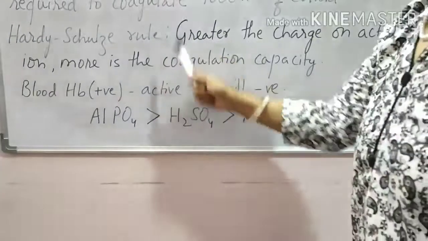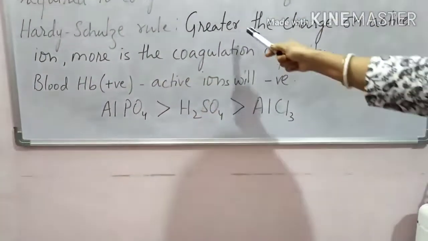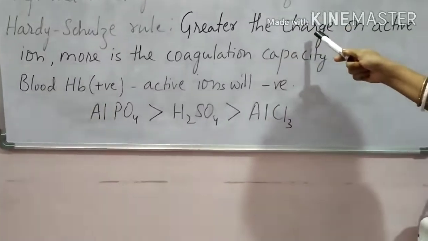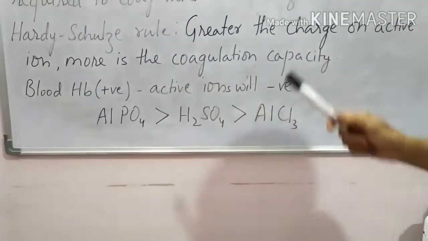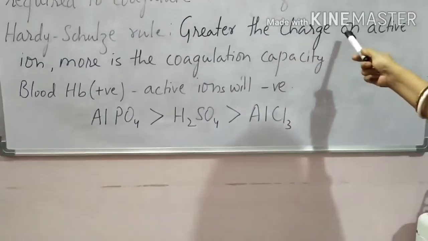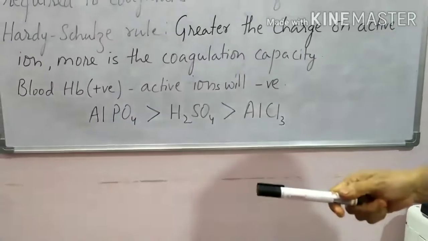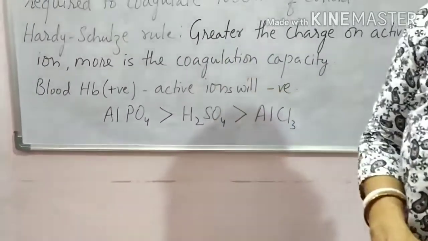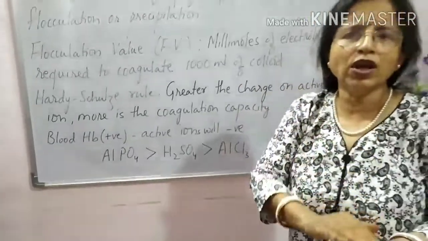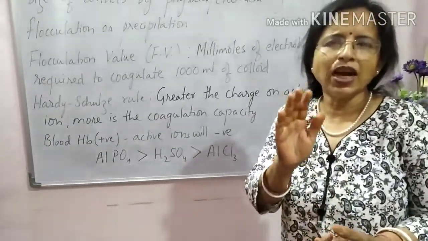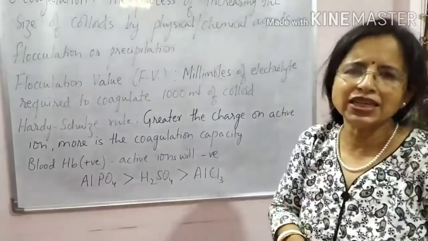What does it state? Greater the charge on the active ion, more is the coagulation capacity. सभी active ion क्या है? What is meant by active ion? The ion opposite to the colloidal particle. The charge of the ion opposite to the colloidal particle acts as the active ion.